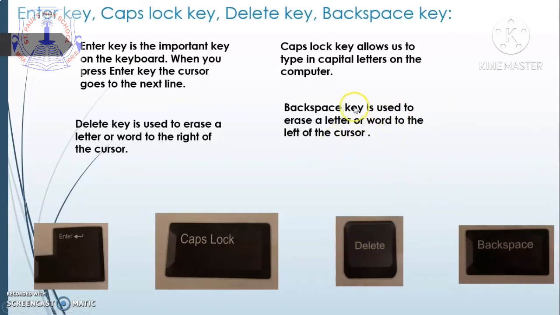Understood? So the backspace key helps to erase the left of the cursor, and the delete key helps to erase the right side of the cursor.